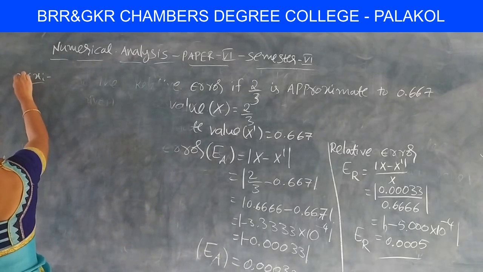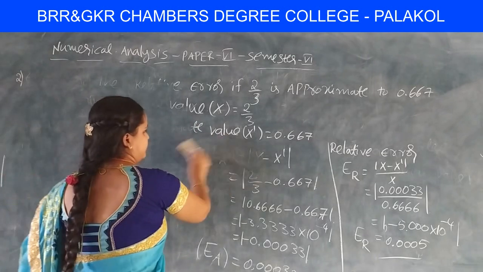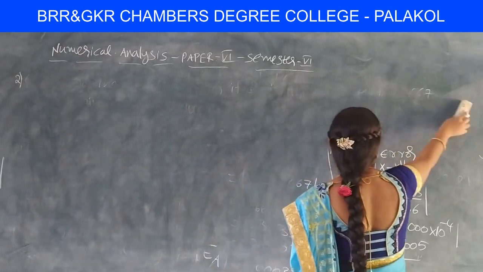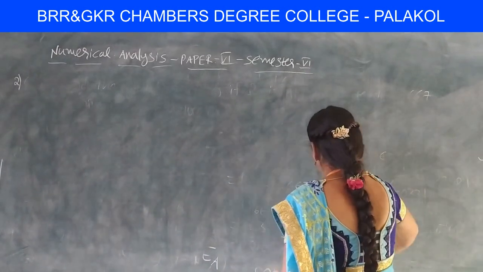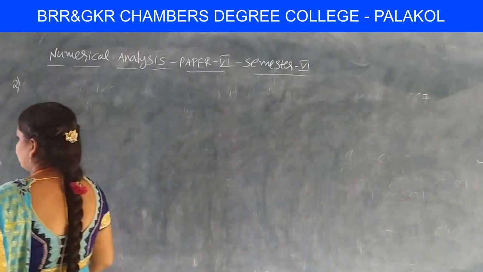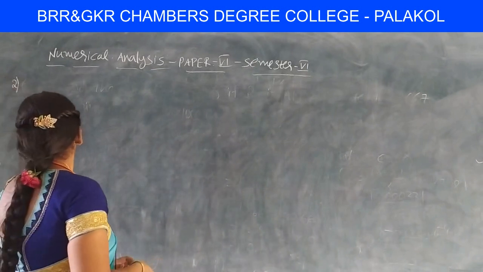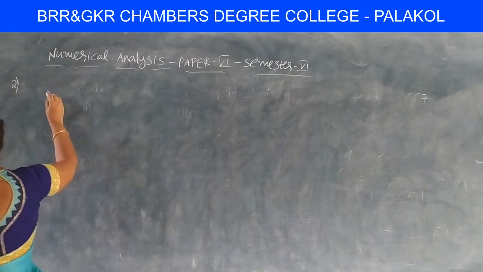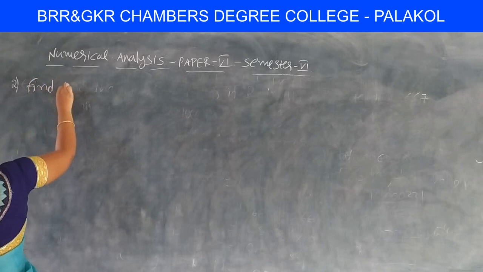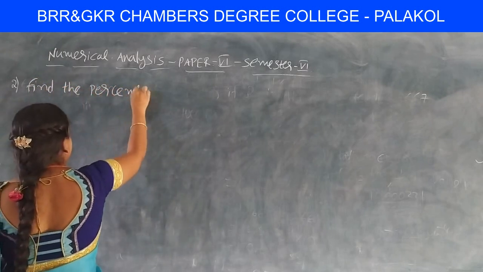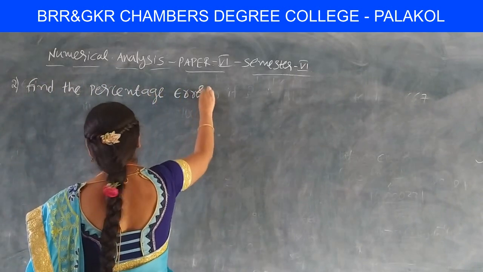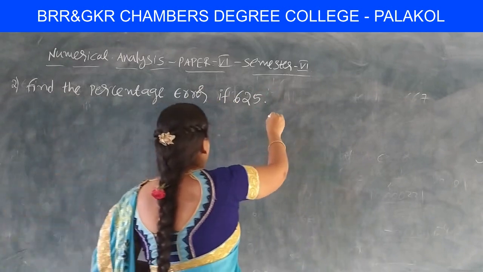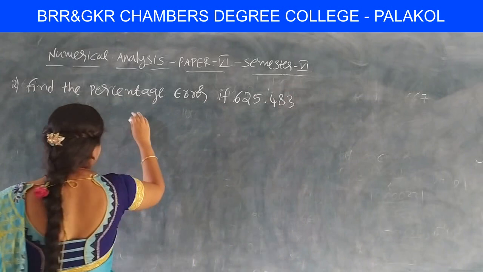Second example. The next example: find the percentage error, if 625.483 is approximated to three significant digits. Find the percentage error.